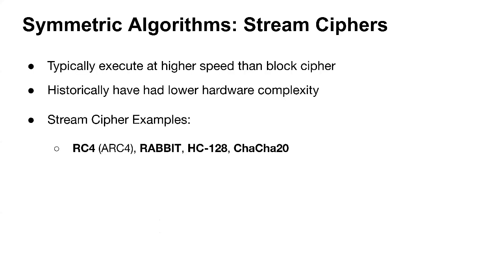A stream cipher will typically execute at a higher speed than a block cipher. So if you're looking for real-time performance, you don't have to worry about building up a block first before you encrypt. You can just be doing encryption byte by byte. Historically, these have had a lower complexity if you're going to implement an algorithm in hardware. Some examples you might see are RC4, ARC4, Rabbit, HC128, and Salsa20.